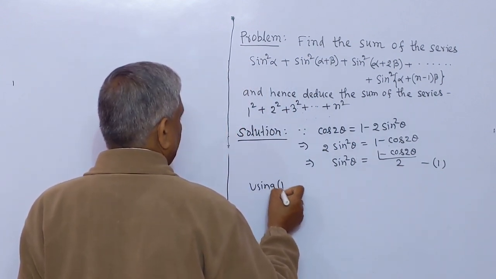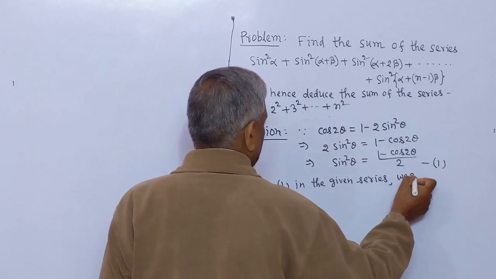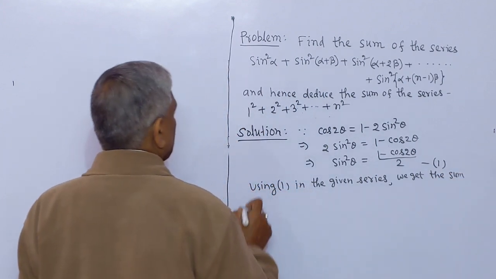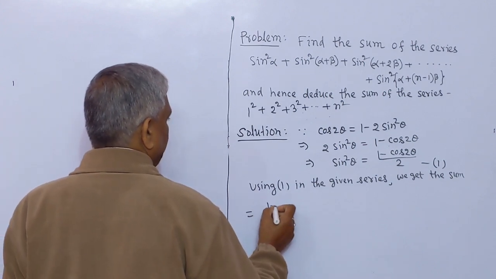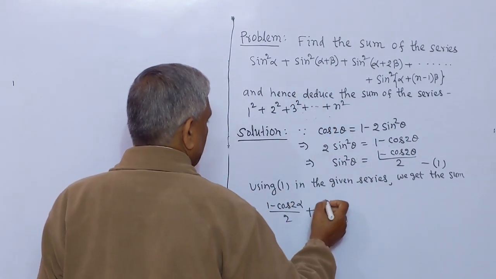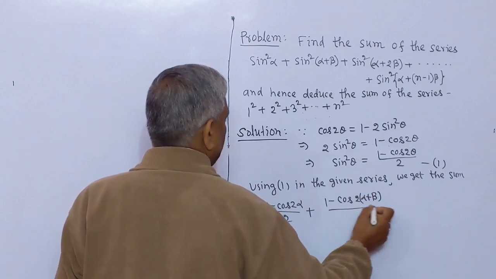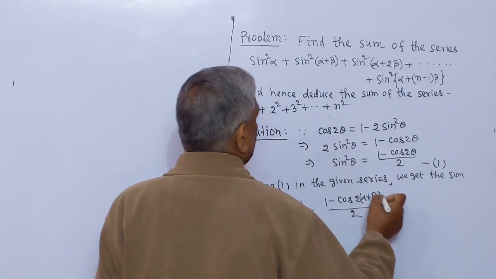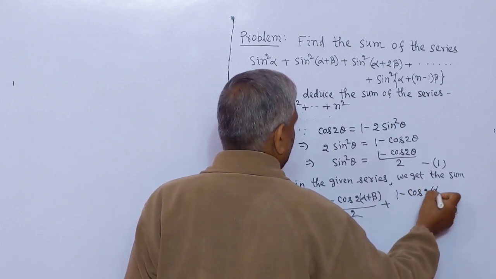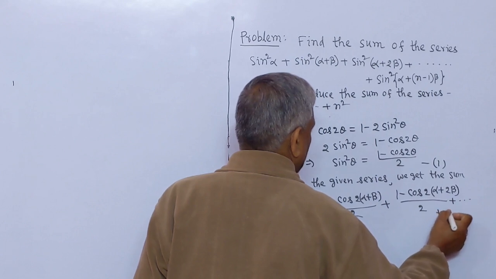Using 1 in the given series, we get the sum equal to sine square alpha is (1 minus cos 2 alpha) by 2, plus sine square (alpha plus beta) is (1 minus cos 2(alpha plus beta)) by 2, plus sine square (alpha plus 2 beta) is (1 minus cos 2(alpha plus 2 beta)) by 2, and plus dot dot dot 2 in terms.